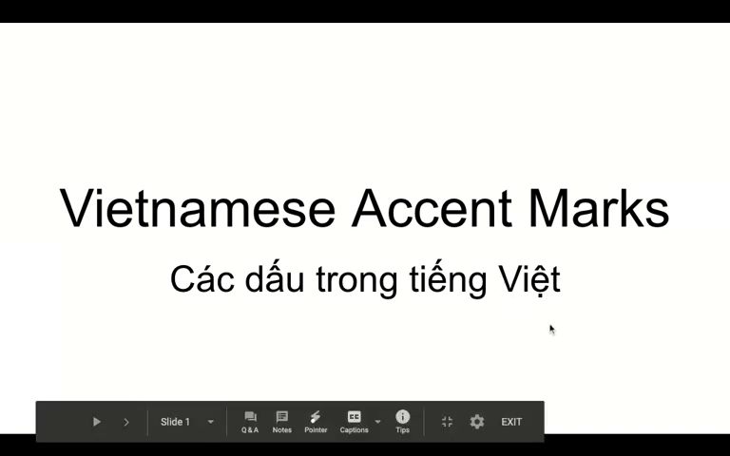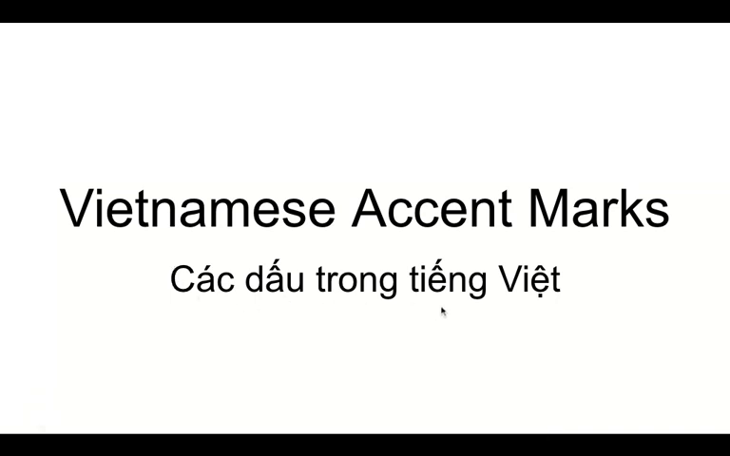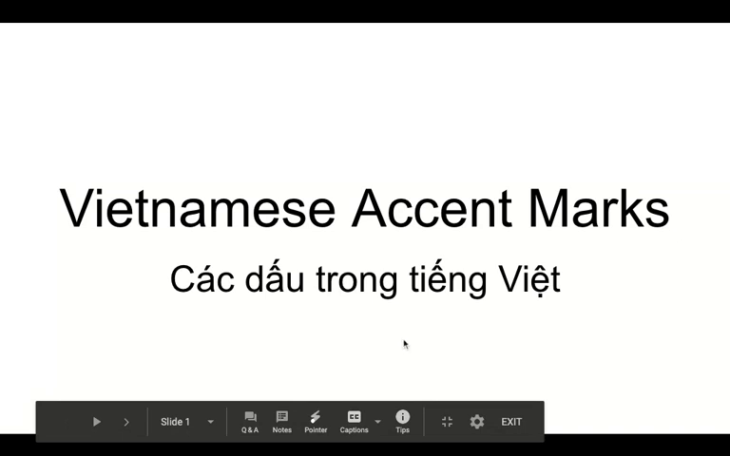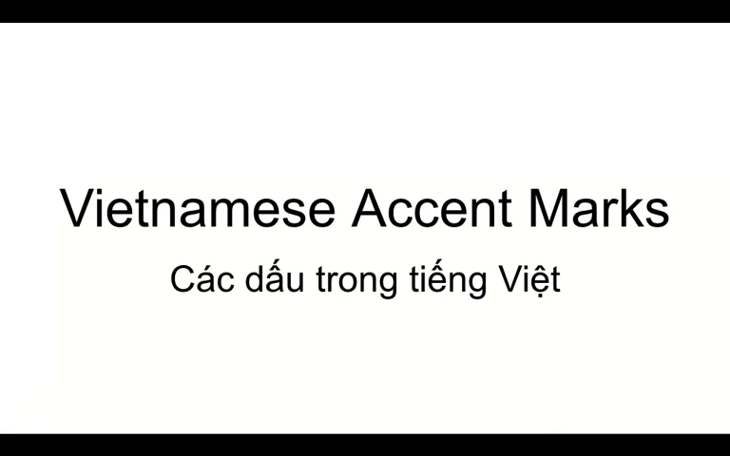Việt, of course, means Vietnamese. So, các dấu trong tiếng Việt, the accent marks in Vietnamese. In English, we would say Vietnamese accent marks instead of saying the accent mark in Vietnamese. It's just a little bit more concise. So sometimes that's why you feel like when people translate things, especially to Vietnamese, the translation is much longer, with many more words than the original in English.